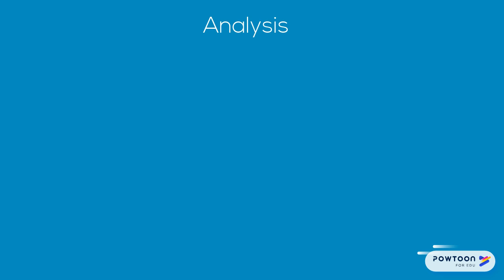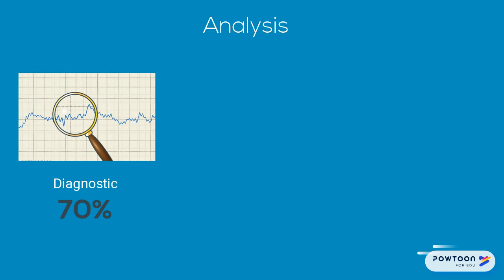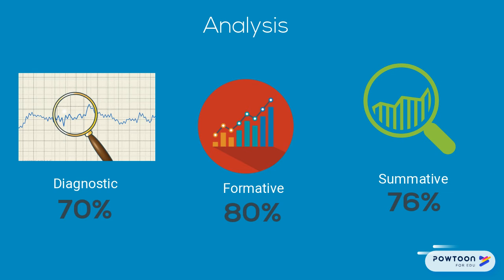Based off these assessments, the diagnostics showed that 70% of students are competent in badminton, the formative showed that 80% of students performed at or above the proficient level, and the summative showed that 76% of students received a B- or higher on the exam administered on the Google Doc.